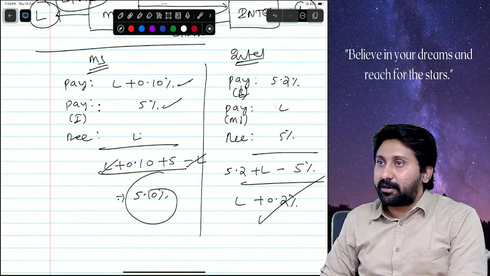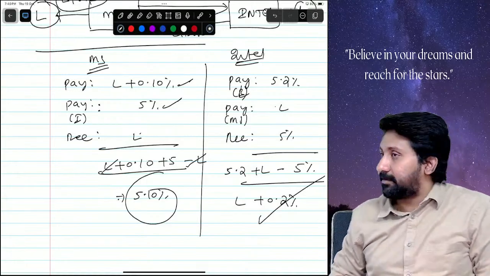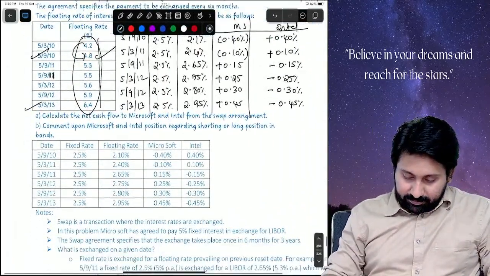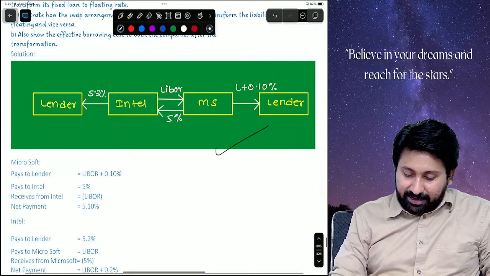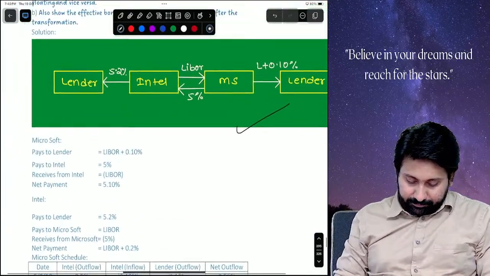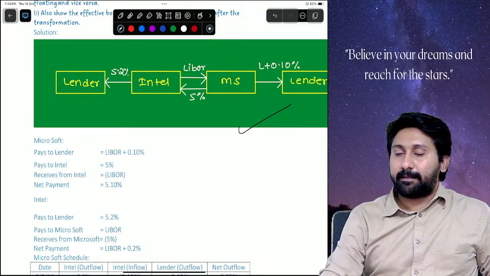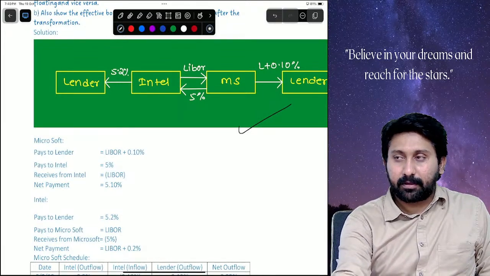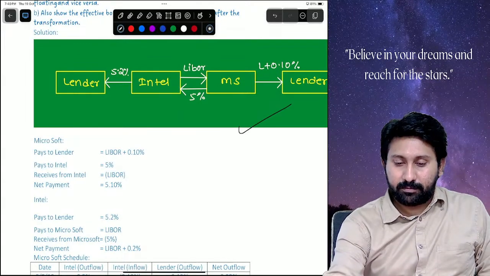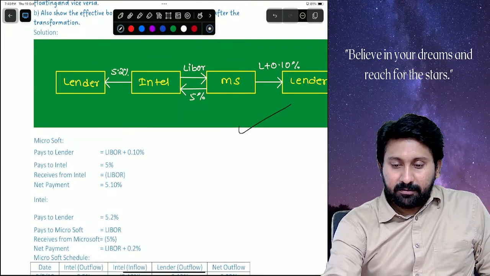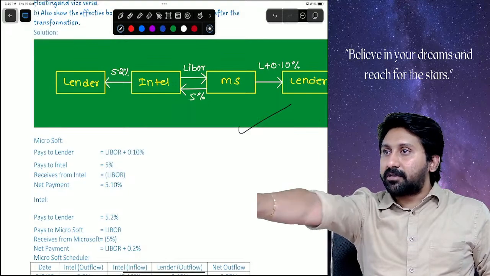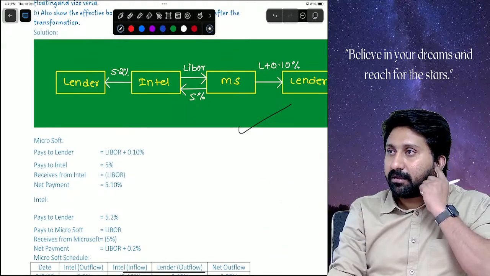Did you get the point or not, everyone? That's all. See the answer. That's what I have written in the diagram as well. See the answer up to here. Don't see the answer below. First give me one answer. Understood the concept clearly, how swaps are actually working.